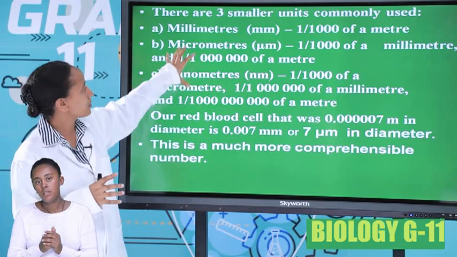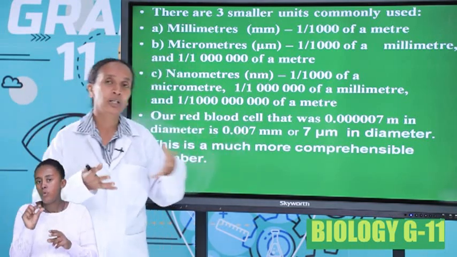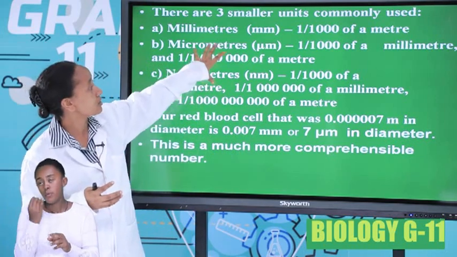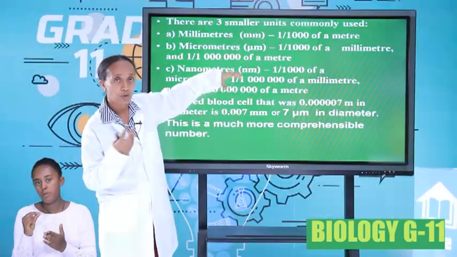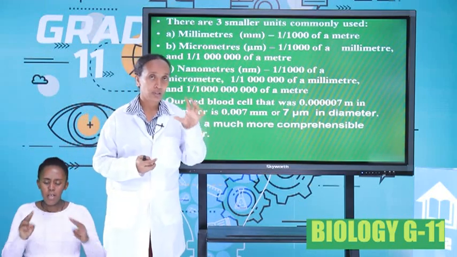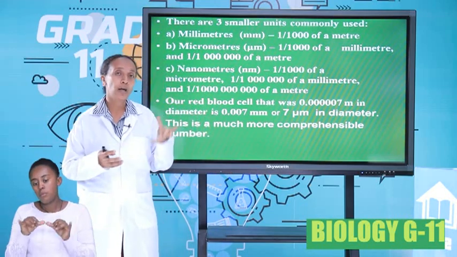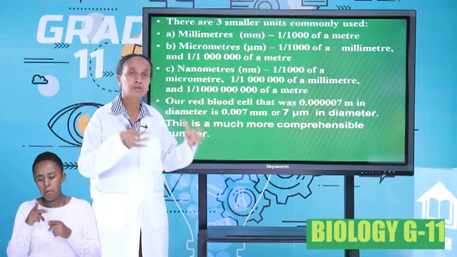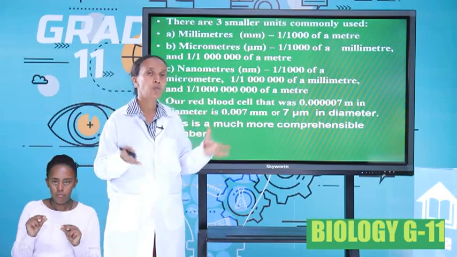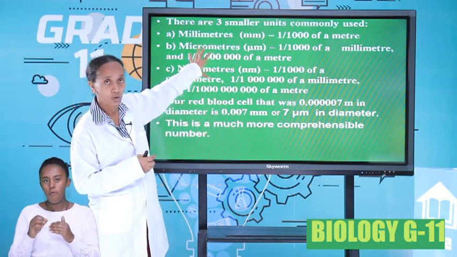Imagine, these units are very small, so we are expected to measure cells by using these small units. You know the reason? Because cells are very small, so you are not expected to measure the size of cells by kilometers, meters, and so on. So we have to measure the size of cells by small units.